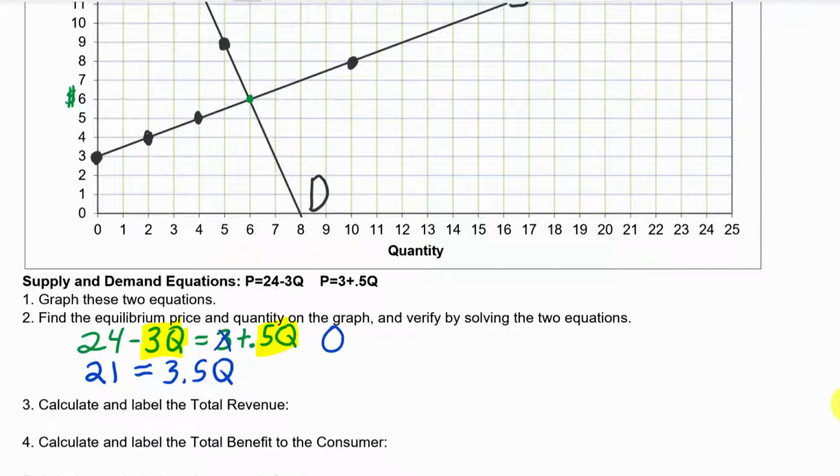So this verifies that what we're seeing on the graph is right. And then we want to verify that the price is right as well. And to do this, we can plug that Q equals 6 into either one of these original equations, whichever one seems easier. I think this one, the supply curve, seems a little easier. 3 plus a half of 6 is 6.